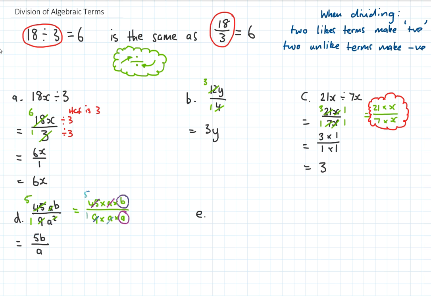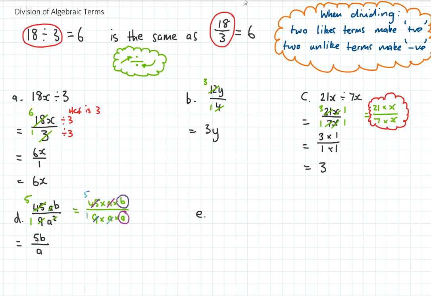Really important to remember, this continues to happen when we're talking about our multiplication and our division in any aspect. And it's kind of like the way that multiplication and division share a position when we're talking about BIDMAS. They share some of the same sorts of interactions as well. So two like terms make a positive, two unlike terms make a negative.